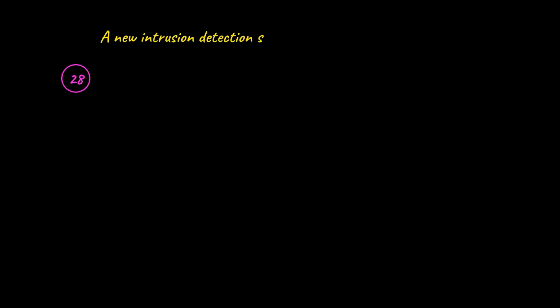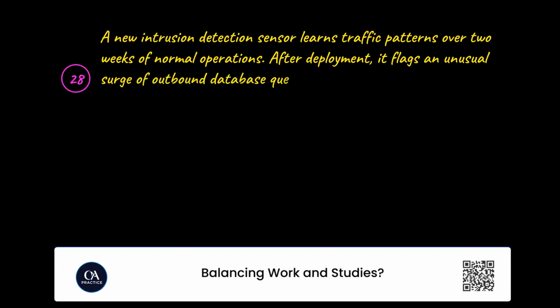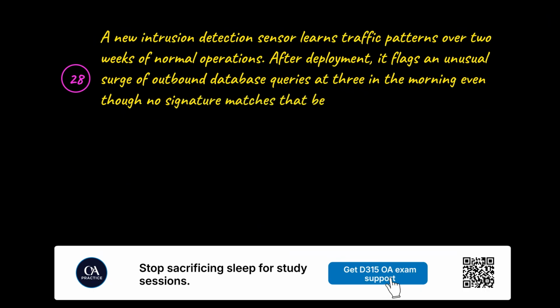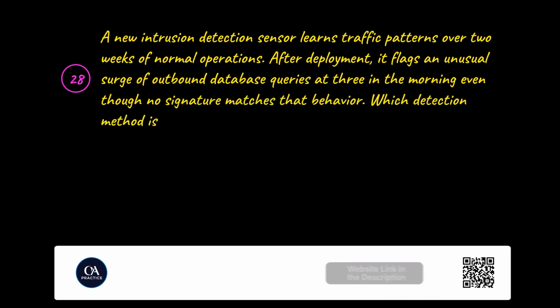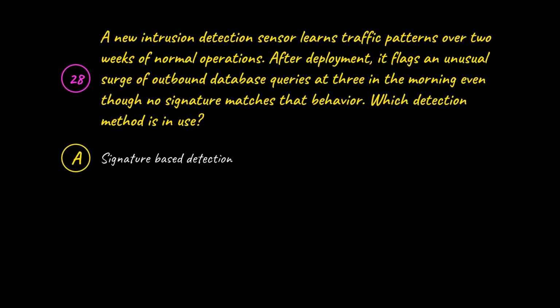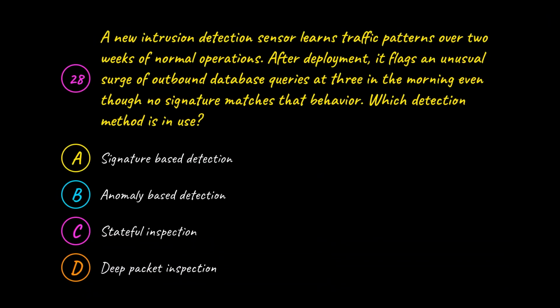Question 28. A new intrusion detection sensor learns traffic patterns over 2 weeks of normal operations. After deployment, it flags an unusual surge of outbound database queries at 3 in the morning, even though no signature matches that behavior. Which detection method is in use? Your options are A. Signature-based detection, B. Anomaly-based detection, C. Stateful inspection, D. Deep packet inspection. What's your answer? Commit to one before I continue.